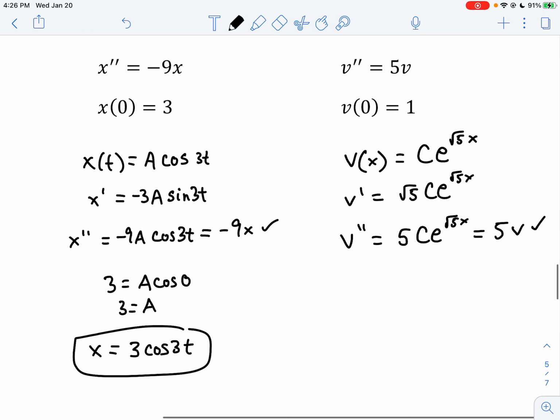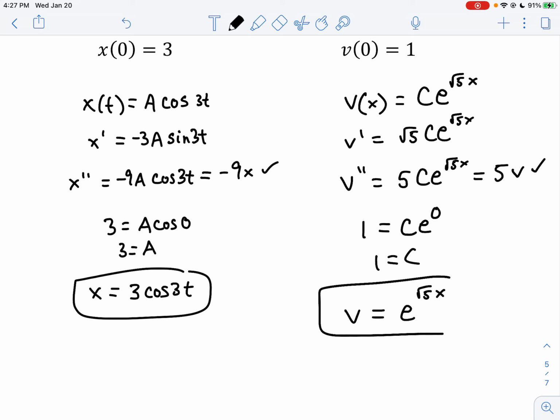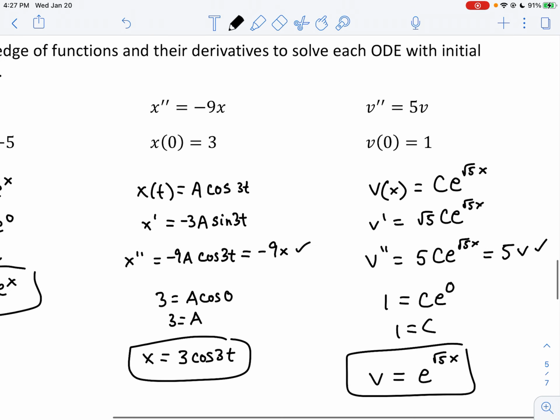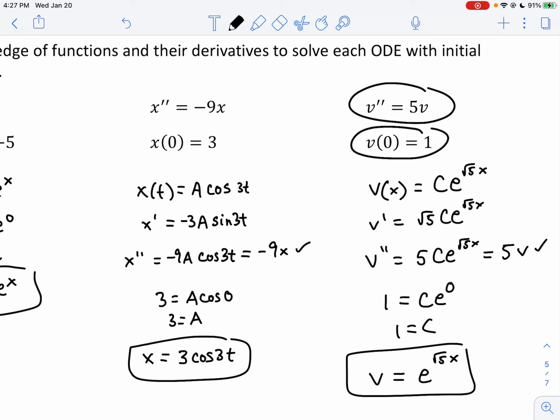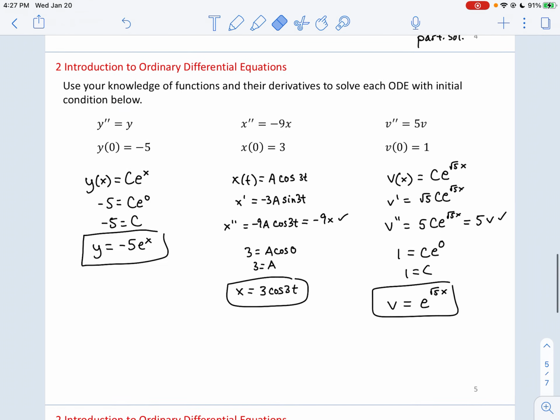And v of 0 is equal to 1. So plug in 1 for v at the same time you plug in 0 for x. So radical 5 times 0 is just 0. So we get c is equal to 1. And so our particular solution is v is equal to 1 times e to the rad 5x. And there's our particular solution. I leave it to you to verify that the second derivative will be equal to 5 times the original, and that when you plug in 0 for x, you get 1 back for v. Both conditions satisfied.